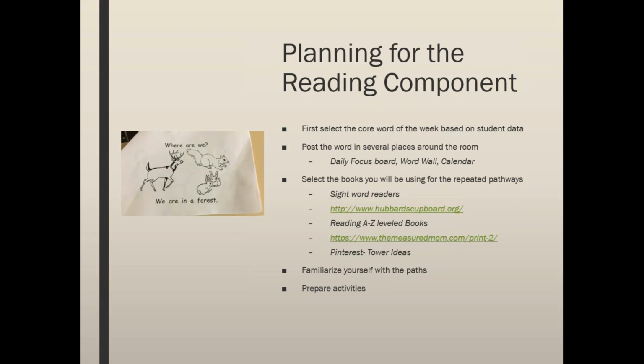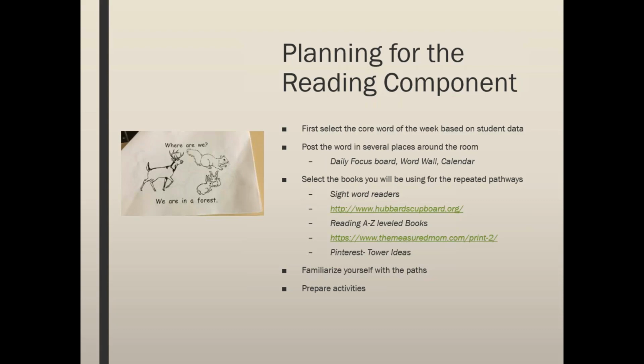And again, Maureen has a lot of different examples on how to do this, but essentially you can put it up on your word wall. If you have a daily focus board, you can put it on the wall, you can put it on your badge, on the back of your badge, and just keep showing that word over and over. You're just going to want to post it as many places as you can. And then you're going to want to select a word, a book, that has that word in a repeated way.